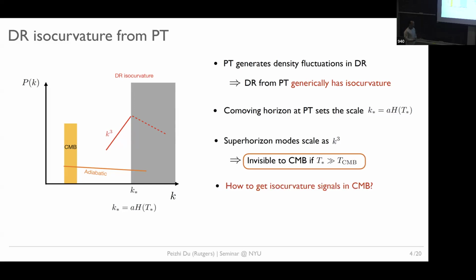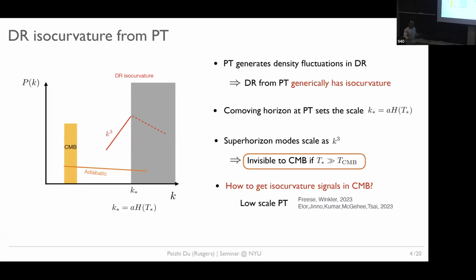Okay, now then you might ask the next question. How can we get signals or constraints from the CMB on isocurvature? The one natural reaction or thought is, why not bring these two scales closer?